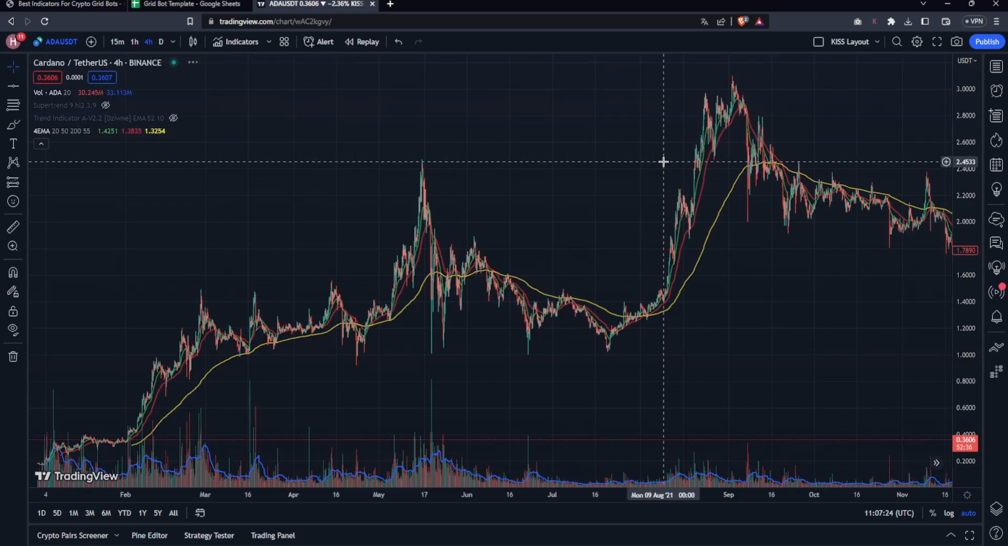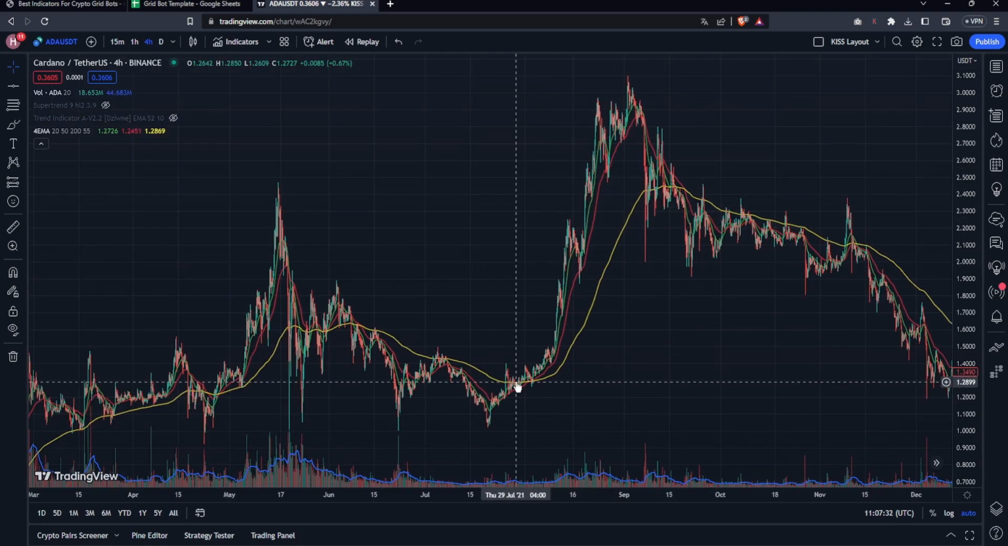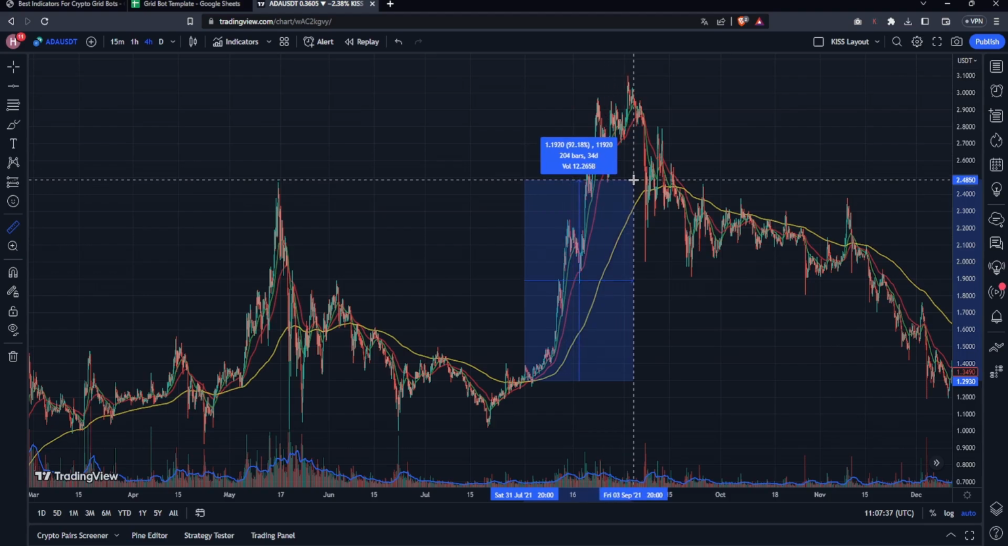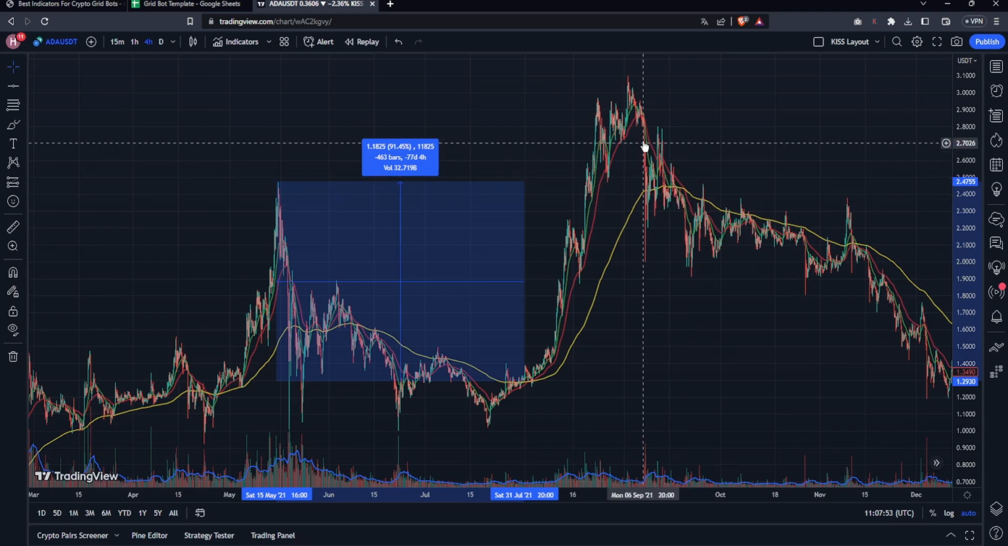However, if you are using grid bots, what you could use is the previous levels. So let's say that you've bought right here, and then you have the previous high, which is here. You could actually trade on this range. So you would put your lower price for your grid bot at 1.29, and then the higher price at 2.47. And there you go, you have a range where you can set up your grids.